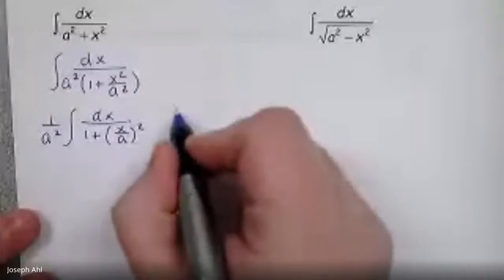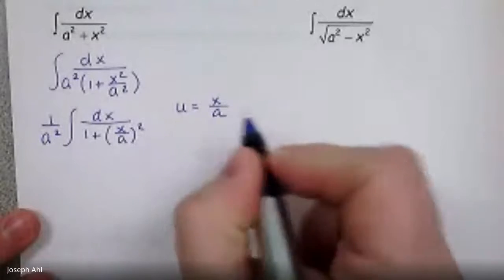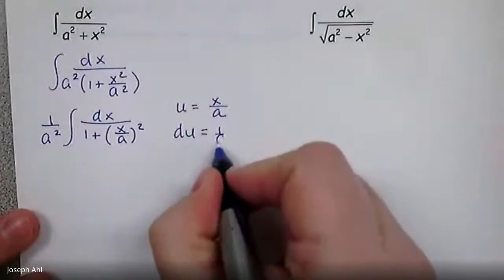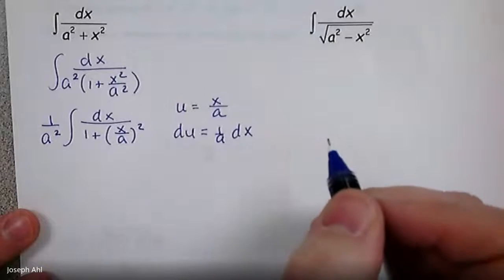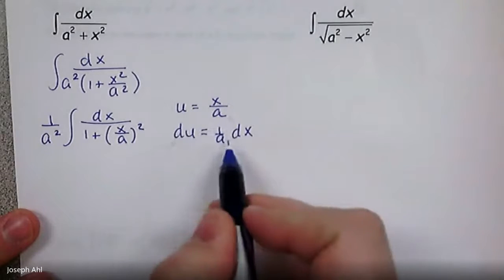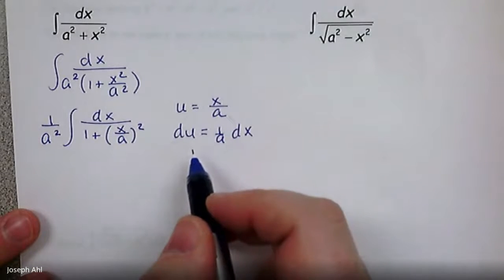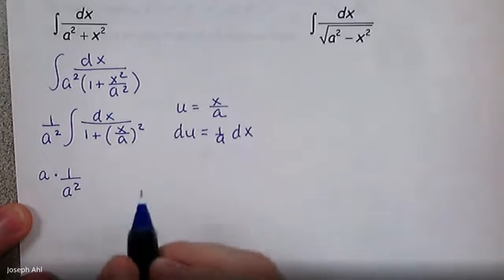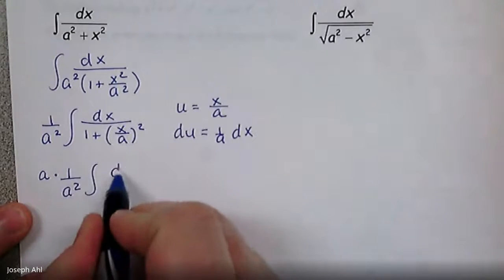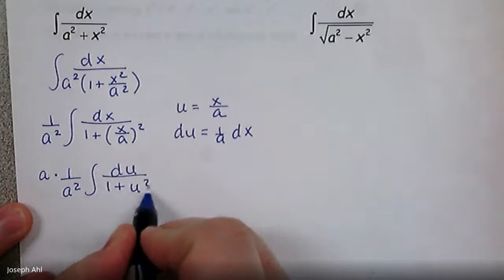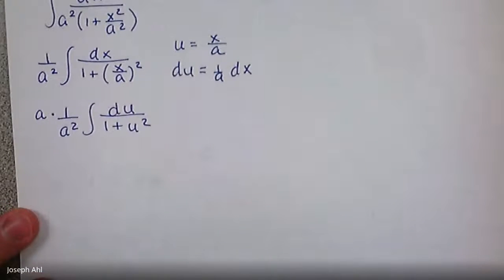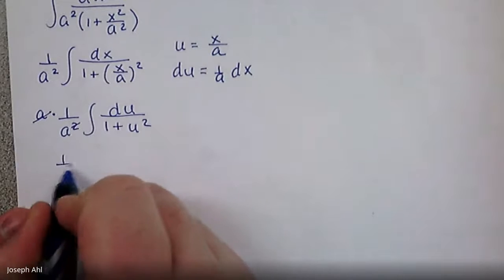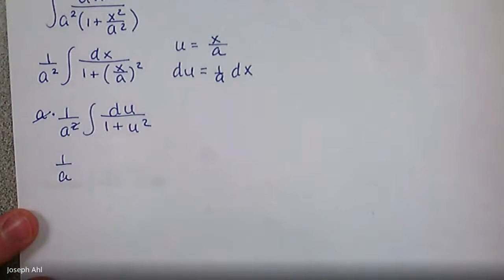A quick u substitution would allow me to determine that if u equals x over a, then du is going to be 1 over a dx. Therefore, if I multiply both sides by a, we would have a balance here. So if I do a times 1 over a squared on the outside, then this becomes du over 1 plus u squared. We'll notice here that this a cancels with one of those a's, and we get 1 over a on the outside.